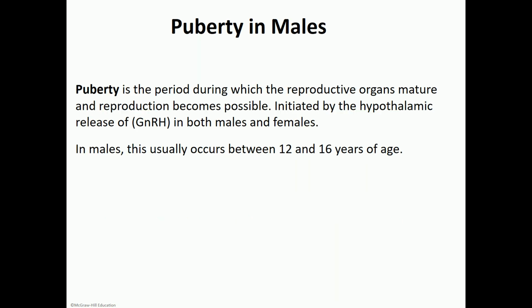Now for puberty in males, and when we talk about puberty in females, it is pretty much the same thing, where it's all about the hypothalamus turning on. The hypothalamus is going to start releasing gonadotropin-releasing hormones, and that is going to stimulate the whole process of puberty. In males, this usually happens between the ages of 12 and 16.